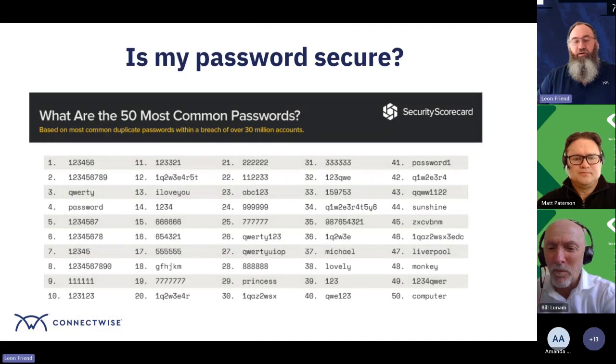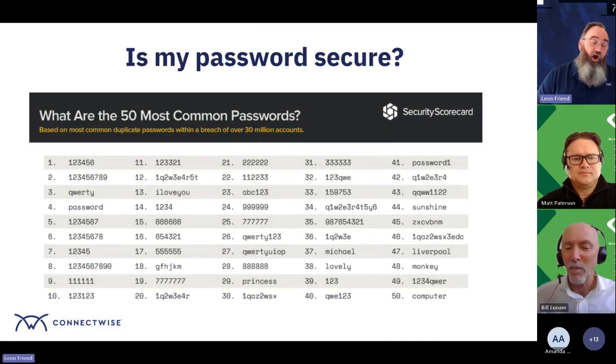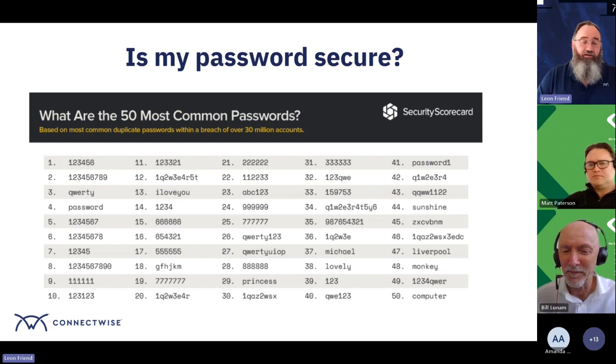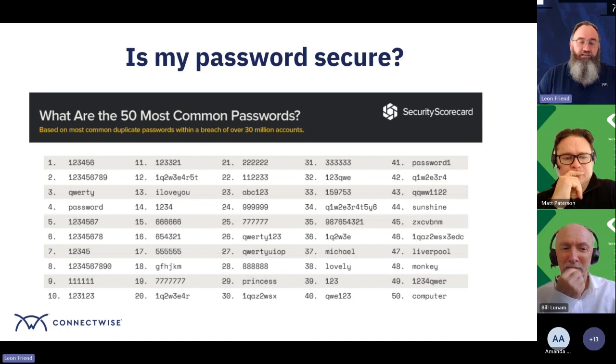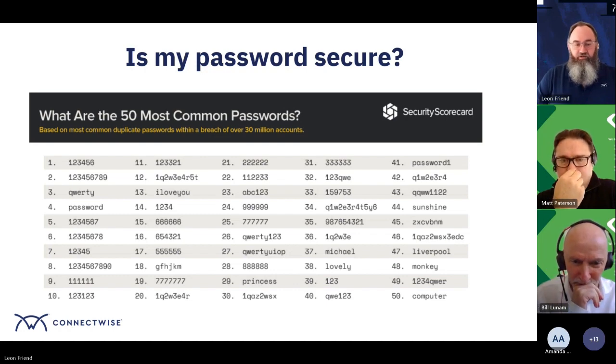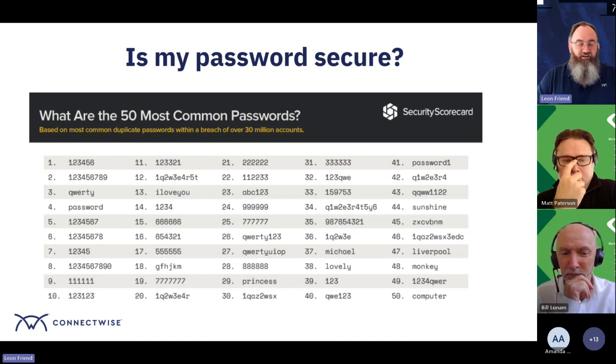Now, is my password secure? And I'm going to say, hopefully, no one on this call recognizes any of these passwords as one they use, but we still see password 123, the name of your favorite sport team as passwords, right? So this is the top 50. So if you've got any of these ones, please go change your password, right?